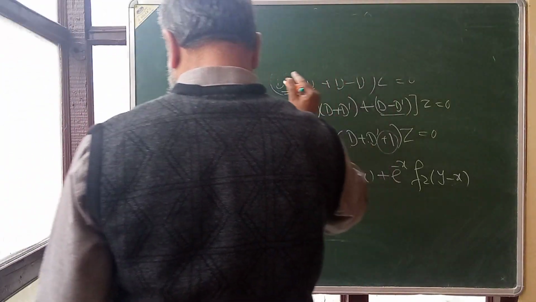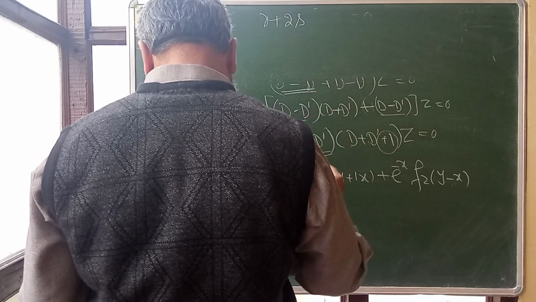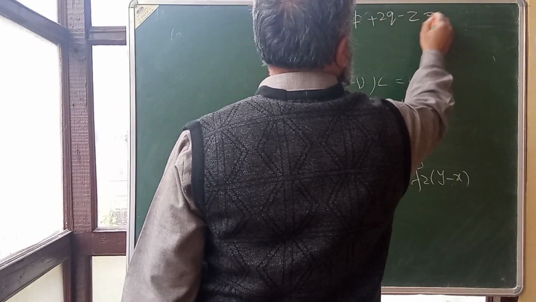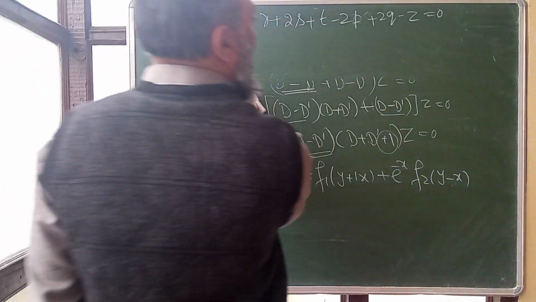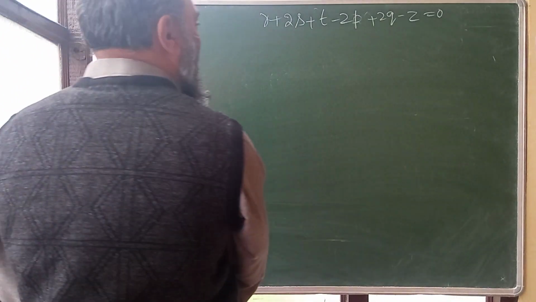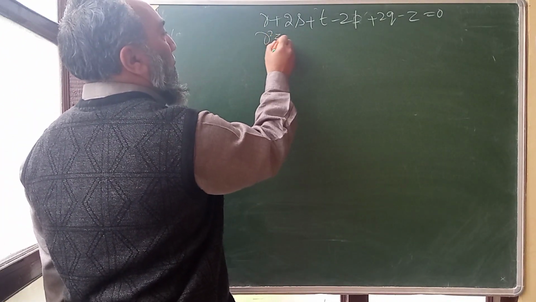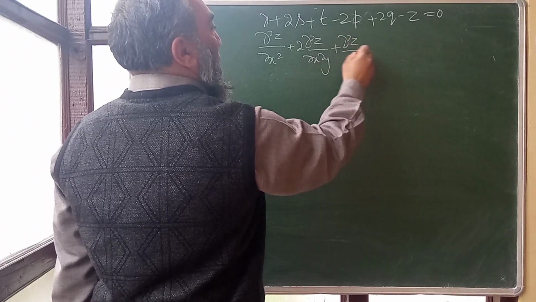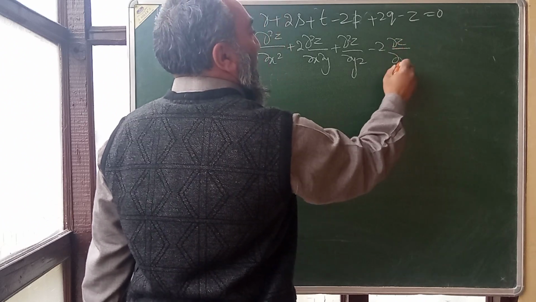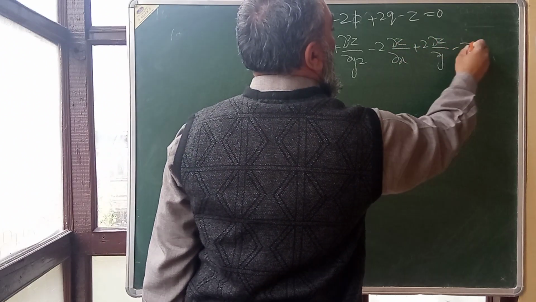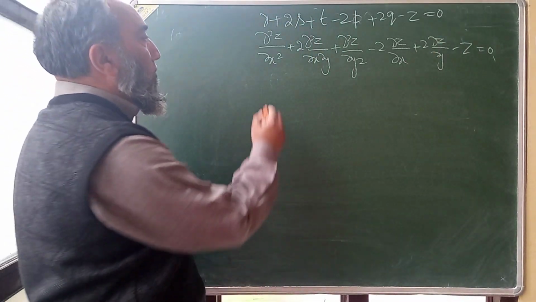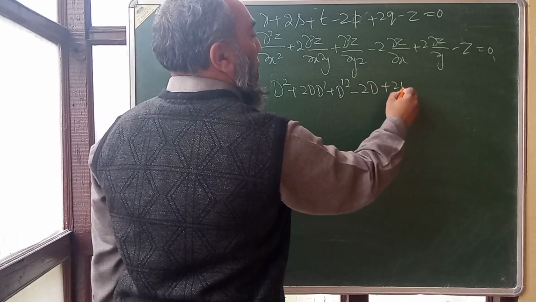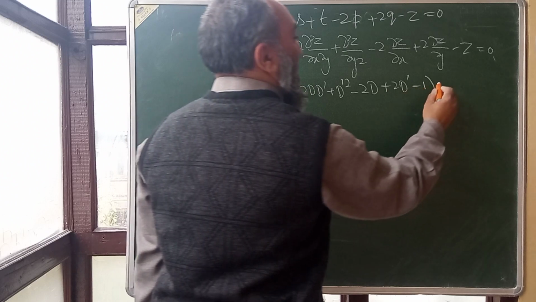Say you have r plus 2s plus t minus 2p plus 2q minus z equal to 0. So what is it? What's r? Del 2z by del x2. What's s? Del 2z by del x del y. What is t? Del y2. What is p? Del z by del x. What is q? Del z by del y, minus z is equal to 0. Or you have D square plus 2DD dash plus D dash square minus 2D plus 2D dash minus 1 operating on z equal to 0.